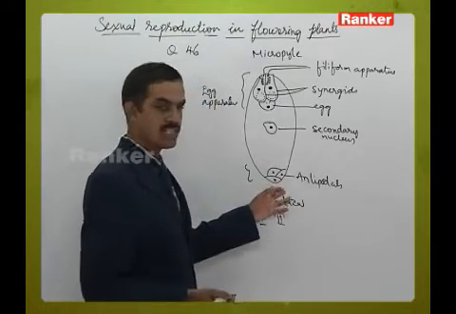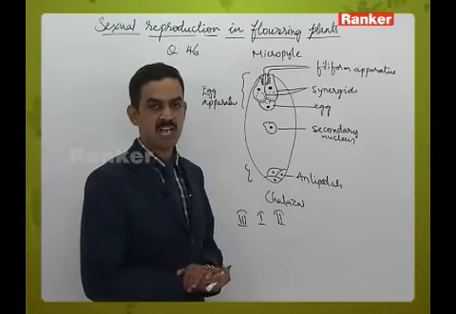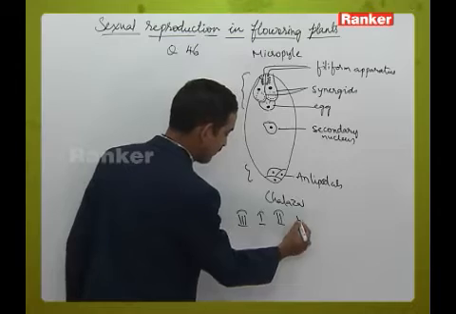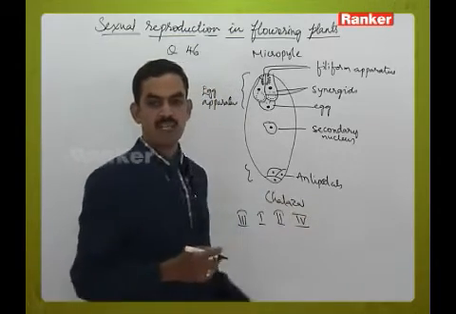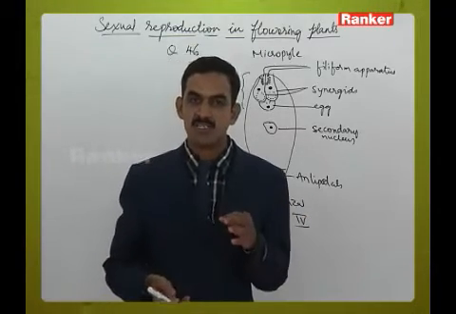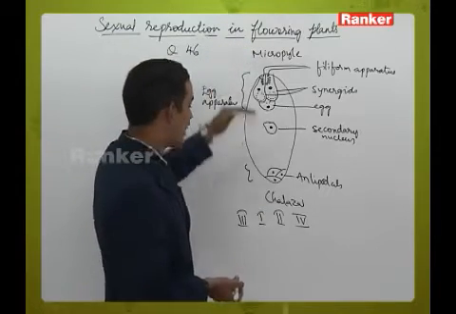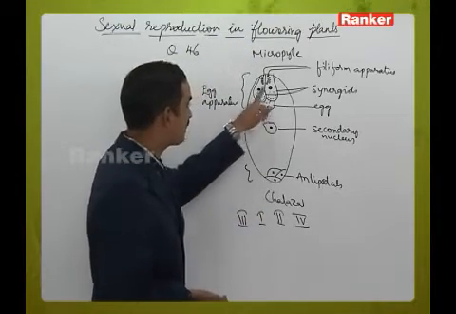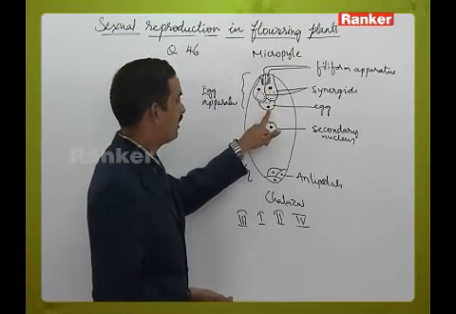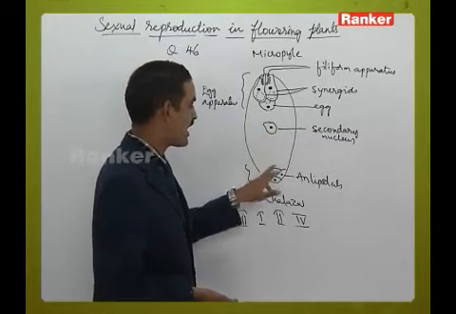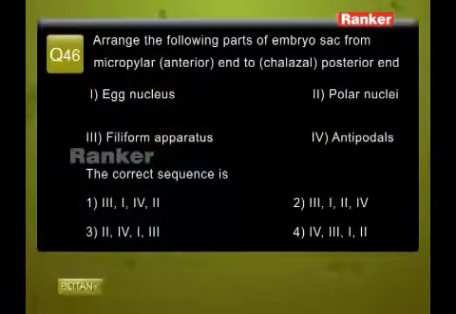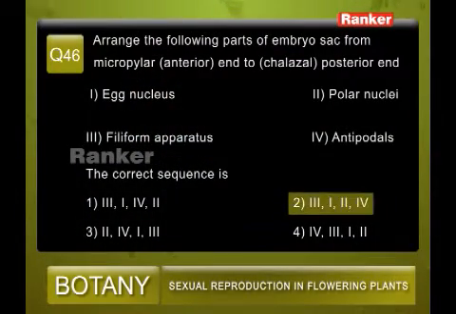And antipodals, which are present extremely towards the chalazal end, that is 4. The correct sequence of cells present in the embryo sac from anterior, that is micropylar, to the posterior, that is chalazal end, is filiform apparatus, egg cell, polar nuclei, and the antipodals. So question number 46, the correct answer is 2.